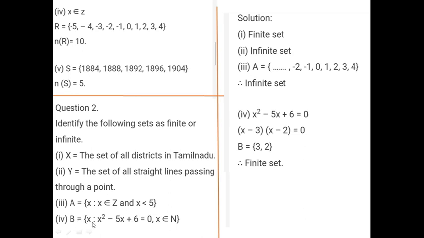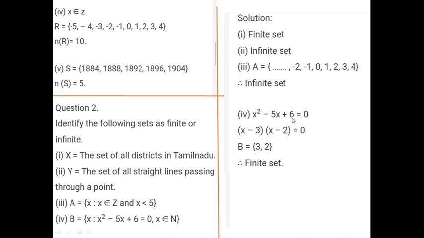B equals the set of x such that x square minus 5x plus 6 equals 0, for all x belonging to natural numbers. Here, what is given is a quadratic equation. So first factorize this equation. You all know how to factorize. When I multiply two numbers, I have to get 6, and if I add these two numbers, I have to get minus 5. Is it not?